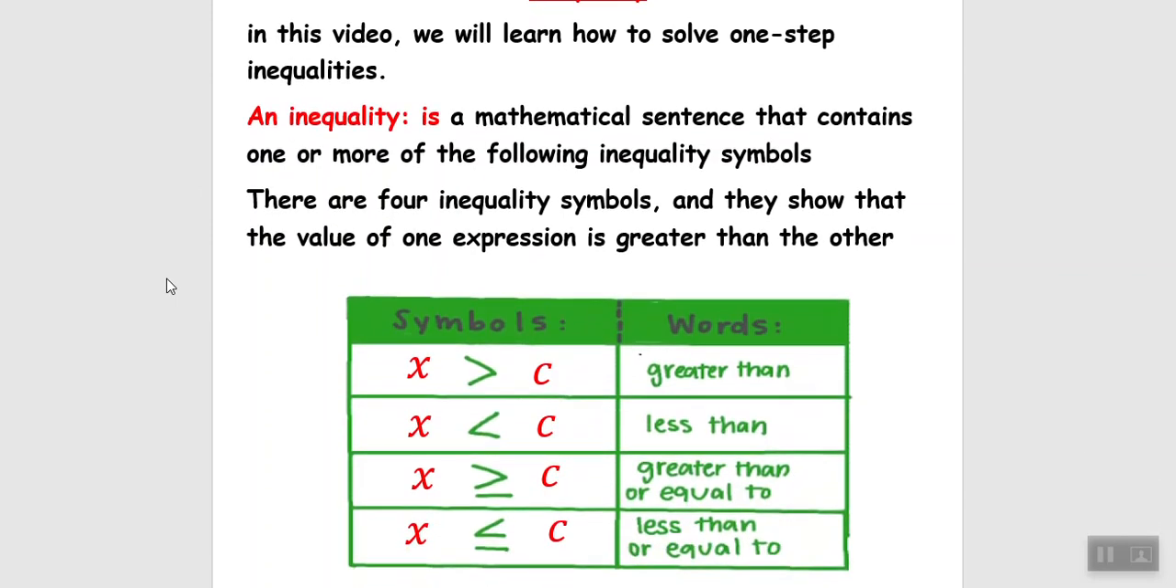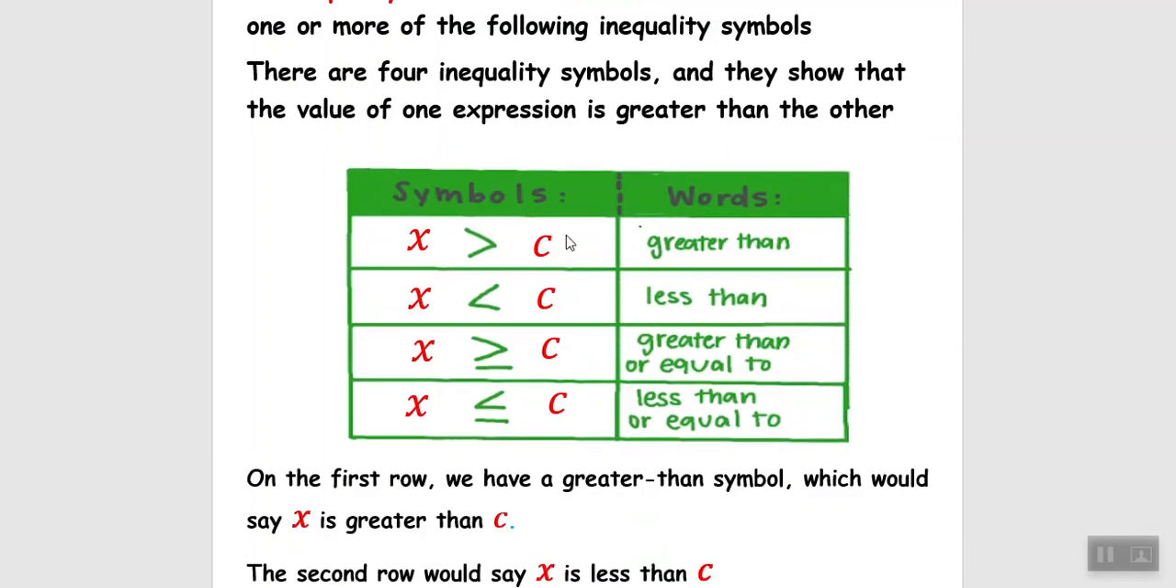What is an inequality? An inequality is a mathematical sentence that contains one or more of the following inequality symbols. There are 4 inequality symbols, and they show that the value of one expression is greater than the other. On the first row, we have a greater than symbol, which would say x is greater than c.